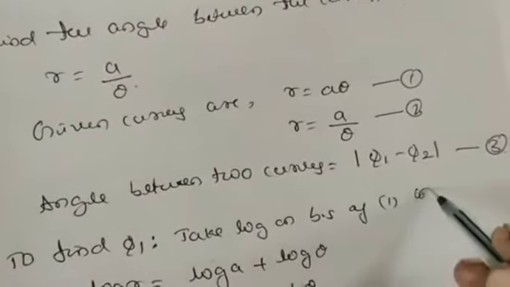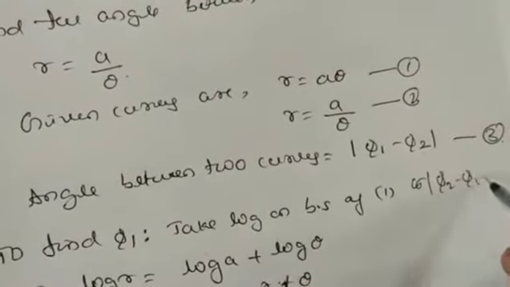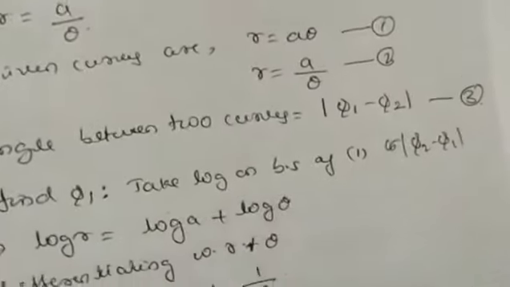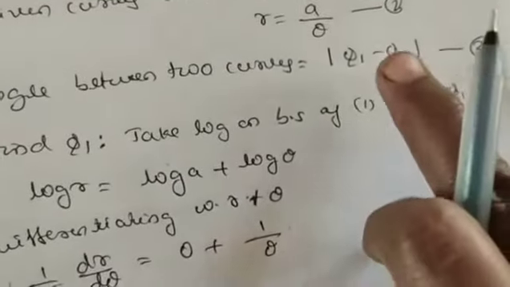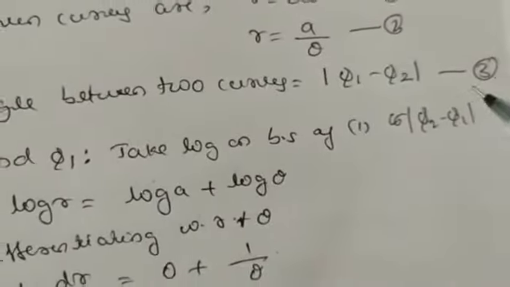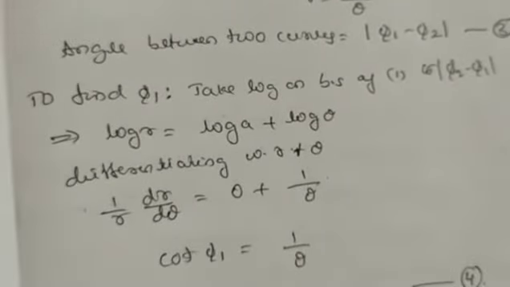It may be both. It is mod phi 2 minus phi 1 also, because in the previous example we have taken it as mod phi 2 minus phi 1. There is no difference. We can take phi 1 minus phi 2 also. Take this one as equation number 3.